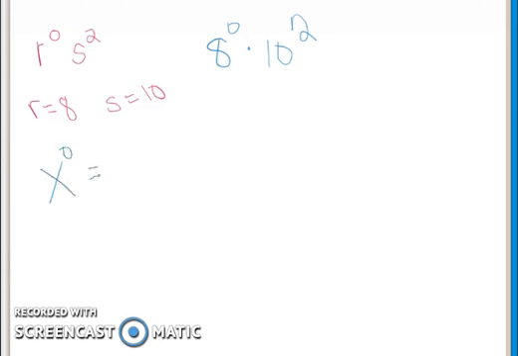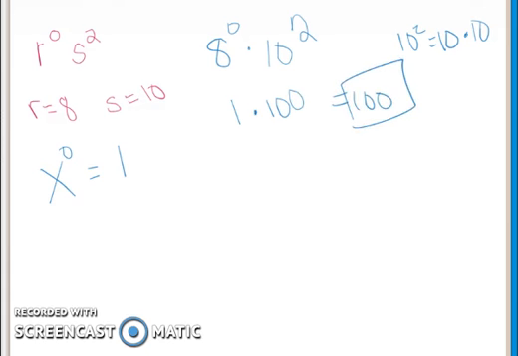X to the 0 power, anything, is going to be 1. So this becomes 1 multiplied by 10 squared. Remember, 10 squared is just going to be the same as 10 multiplied by 10. So we get 100. 1 times 100, 100. Boom. Done.